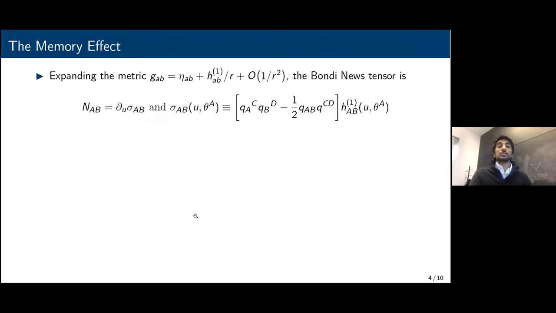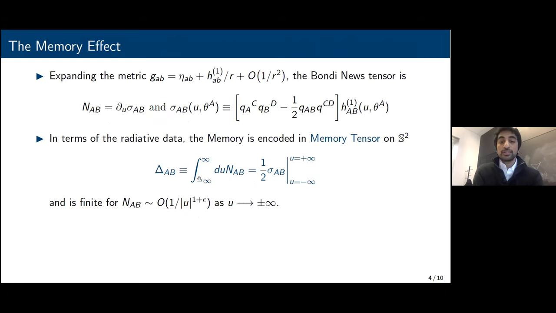Okay. So the memory effect, as I alluded to, is a radiative phenomenon in particular. The radiative data at scri can be extracted by looking at the 1 over r part of the metric, projecting it onto the sphere, and removing its trace. This is the so-called shear, and the Bondi news tensor, which is the time derivative of the shear, is the gauge invariant degrees of freedom of the radiative data. The memory is expressed in terms of this radiative data as the integral of the news tensor over scri.